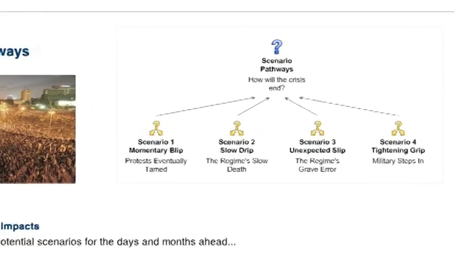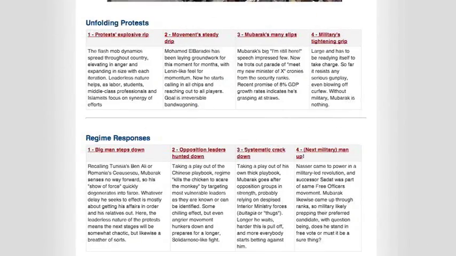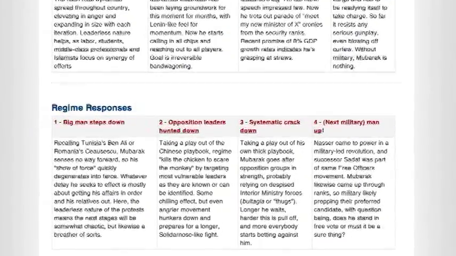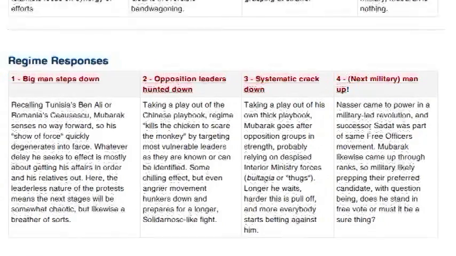Do they flare up and flame out? Are they crushed? How sustained are they? That sort of stuff. Then we go to the regime response. Do they capitulate right off? Does the military step forward? Is it a series of missteps by the government in the form of Mubarak?